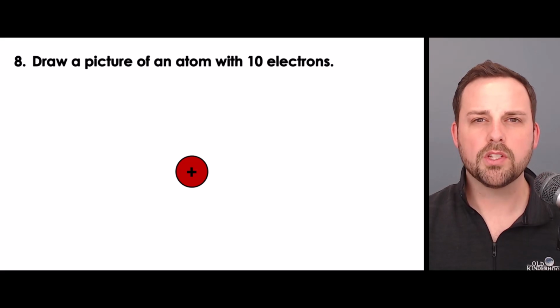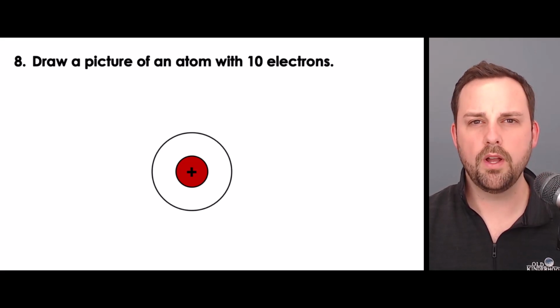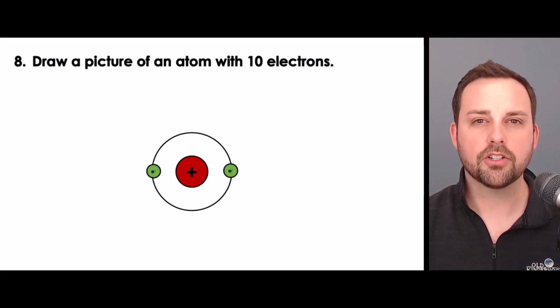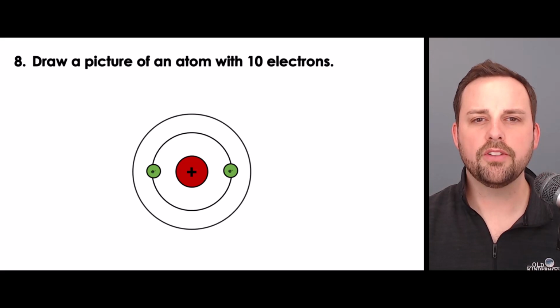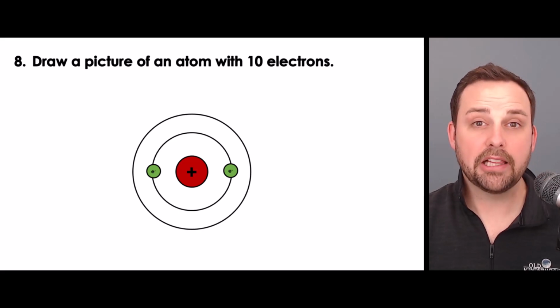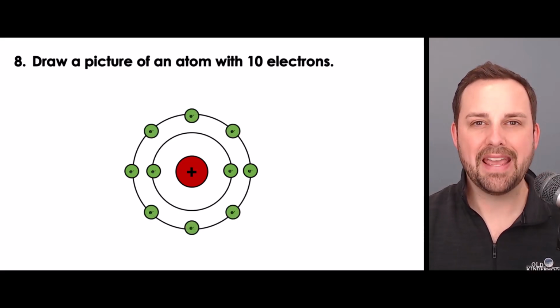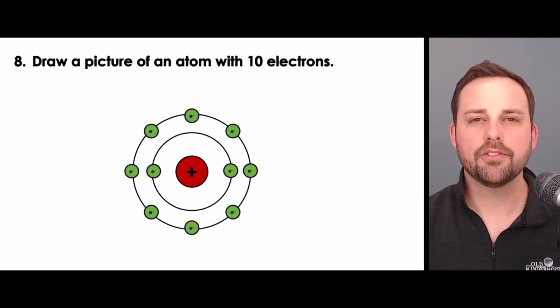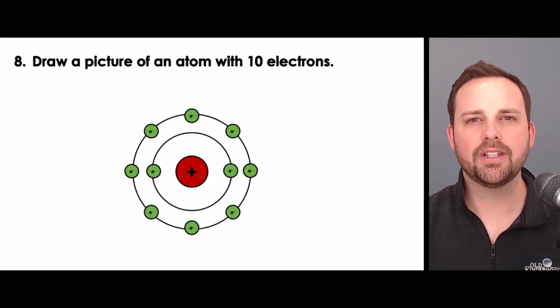So as always, we start by drawing electron shell number 1, which can only hold 2 total electrons. So what do we do with all of the other electrons? Those have to go in shell number 2. Shell number 2 can hold a maximum of 8 electrons, and that's exactly what we need to get up to 10 total. So shell 1 has 2 electrons, shell 2 has 8 electrons, and that gives us 10 total electrons.